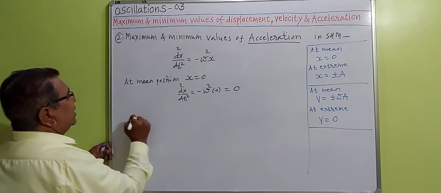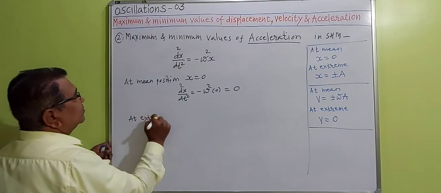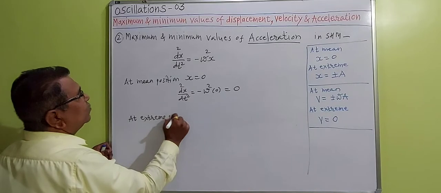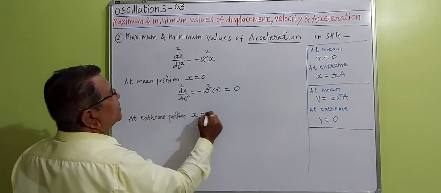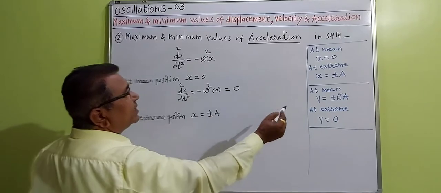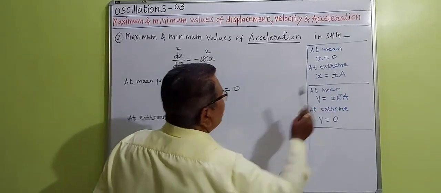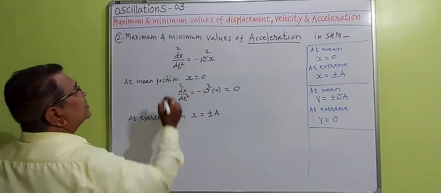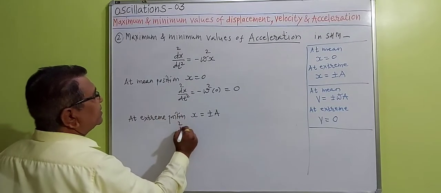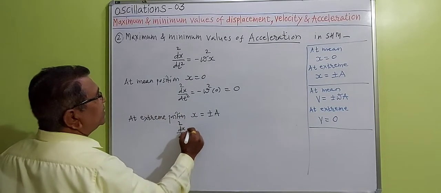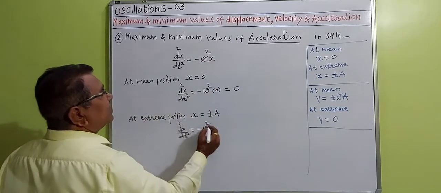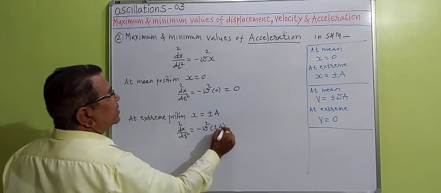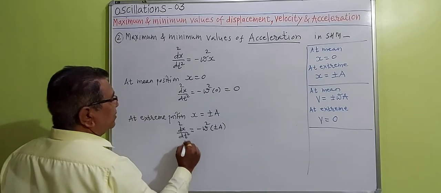Then at extreme position, x is equal to plus or minus a. So the acceleration we will get is d2x by dt square is equal to minus omega square, putting x is equal to plus or minus a. So what will you get here?